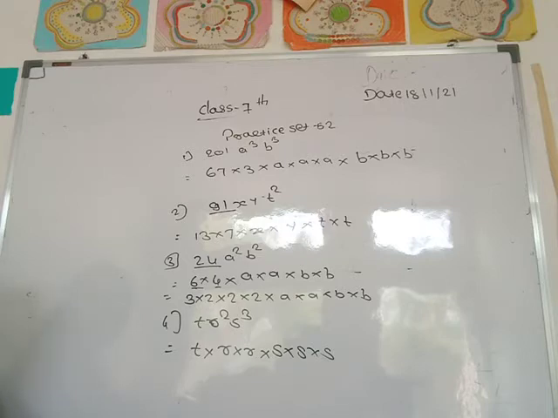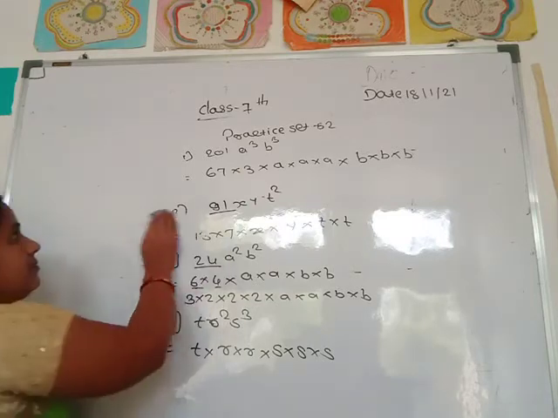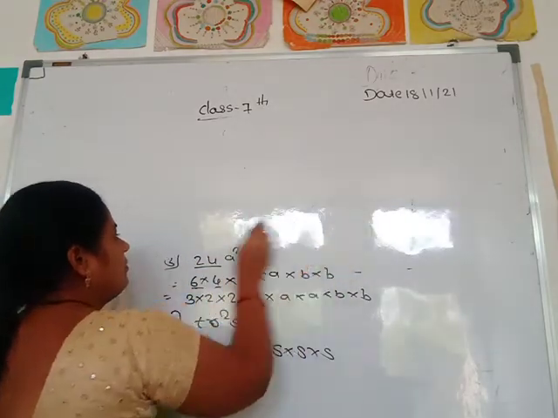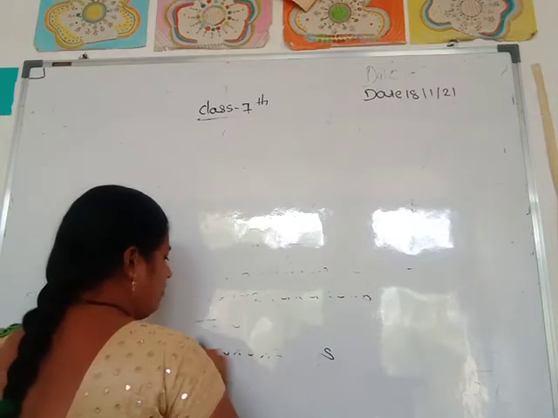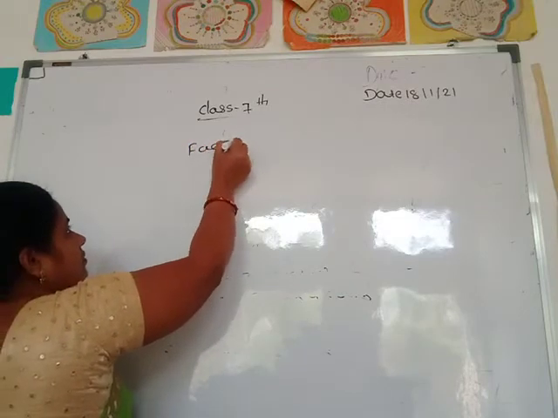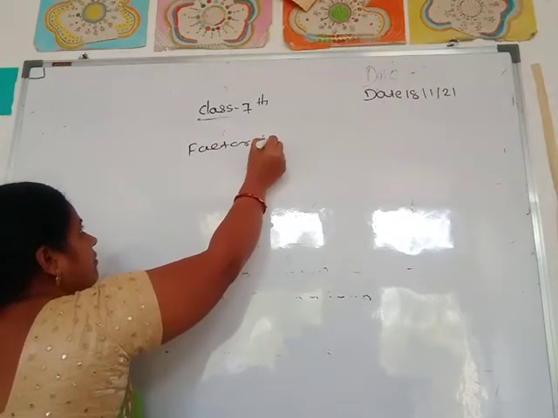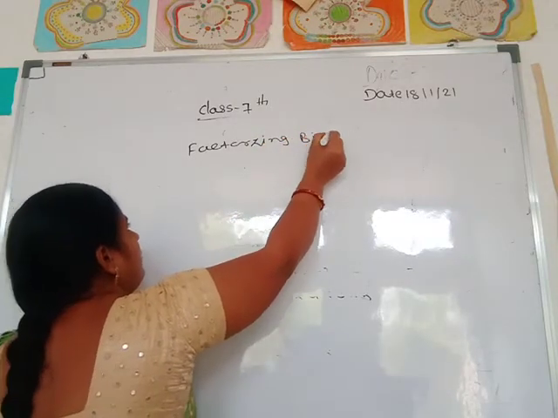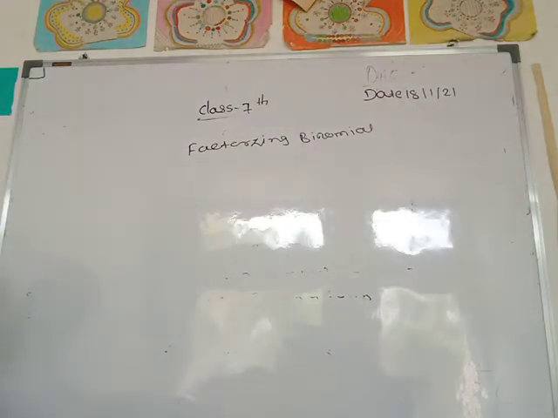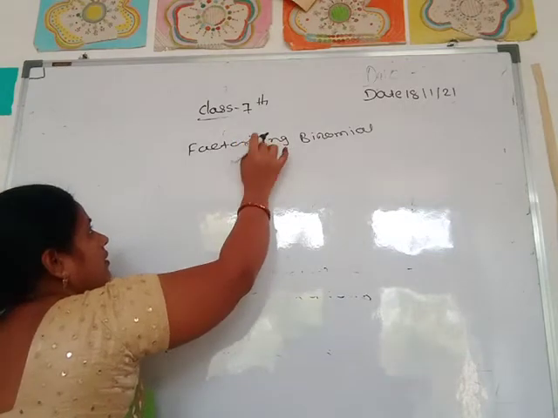Then next one, factorizing a binomial. This was factorizing all these monomials. Then the next one is factorizing a binomial.